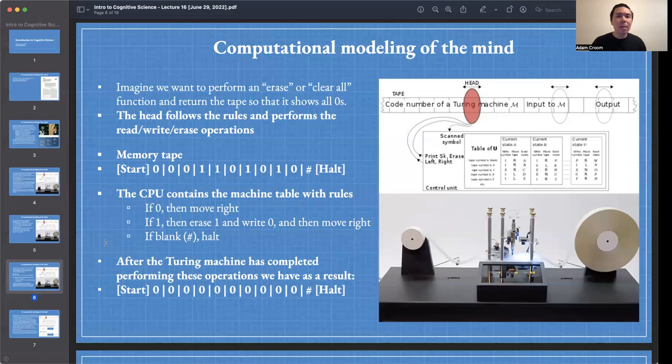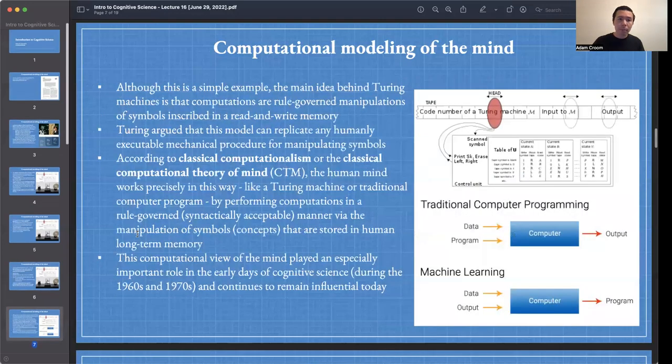So sweet. We see that this is just a very simple example of how we can perform a computation or cognition, right? Like erase all, okay? And the insight here is we're performing this computation or cognition in a step-by-step manner based on these rules that are included in the CPU, right, in the machine table in the CPU. Although this is a simple example, the main idea behind Turing machines is that computations are rule-governed manipulations of symbols inscribed in a read and write memory.